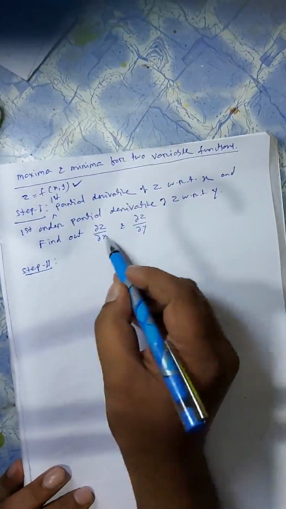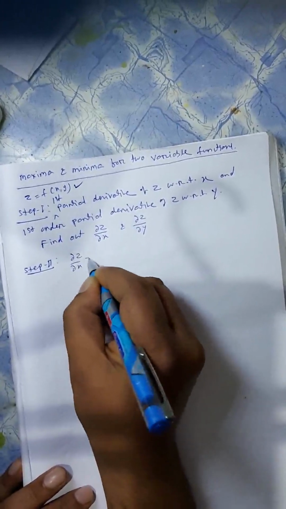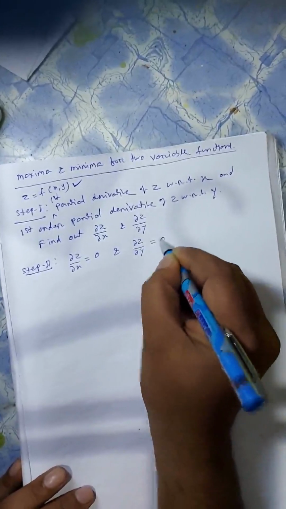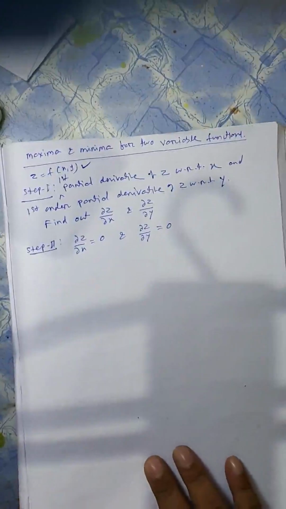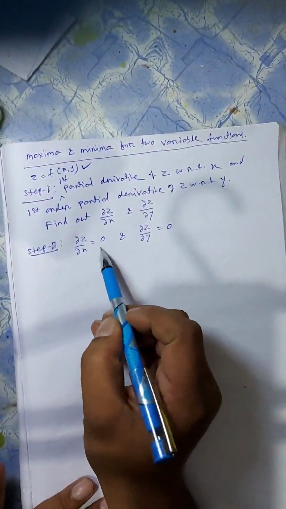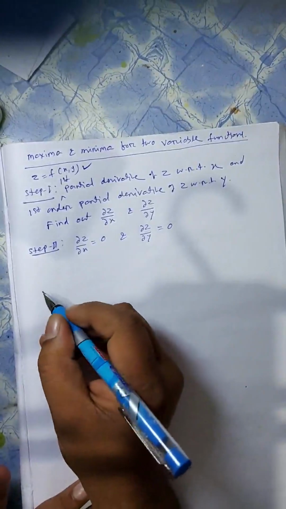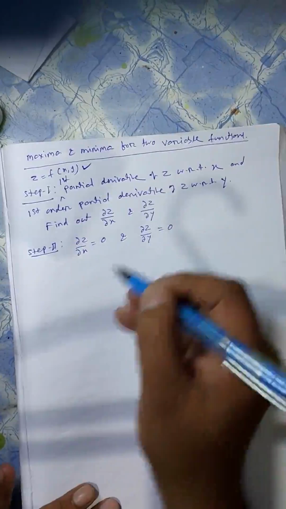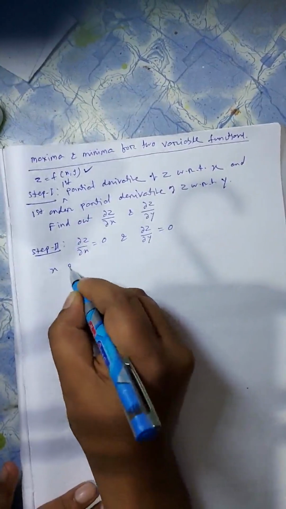Second step, we equate the two derivatives to 0. That means we take dou z by dou x is equal to 0 and dou z by dou y is equal to 0, just like the maxima and minima of one variable. Here it is multivariable. Then when we equate to 0, we have to find the value of x and y.